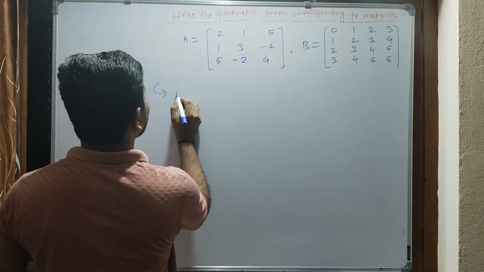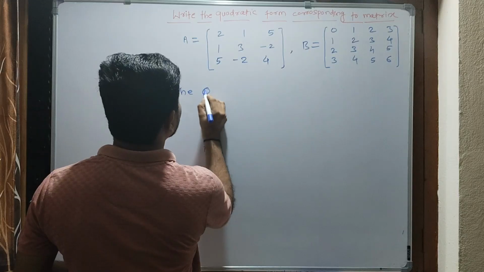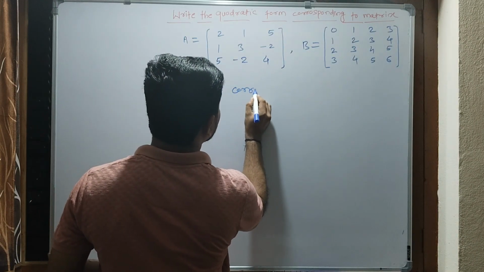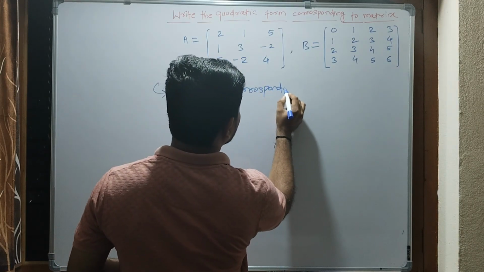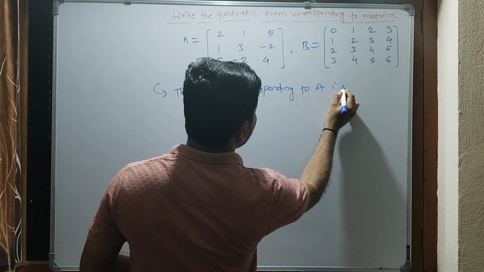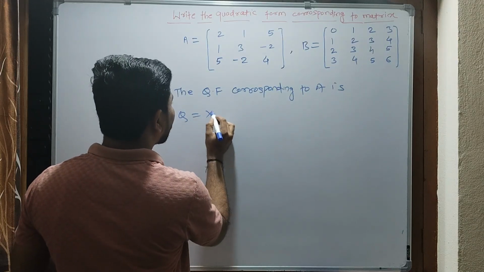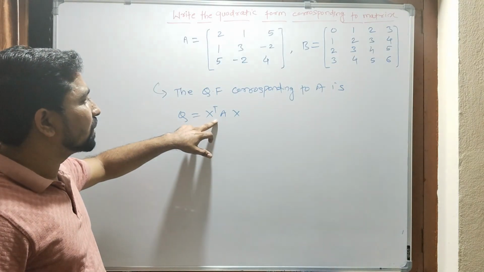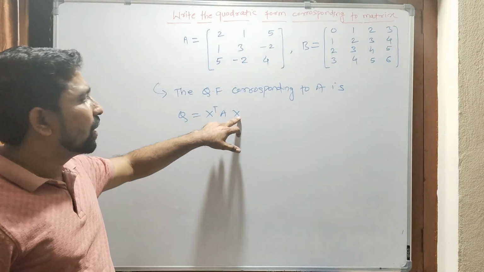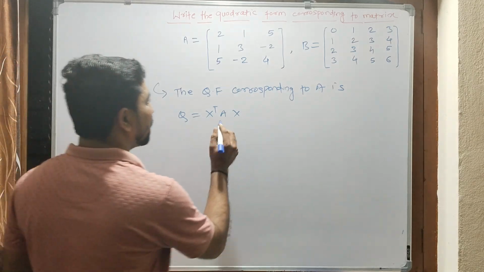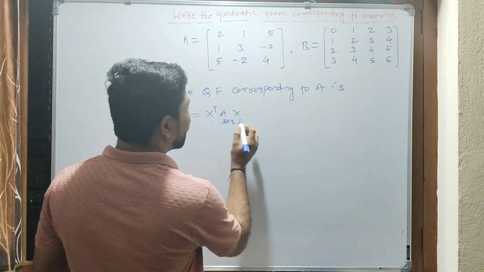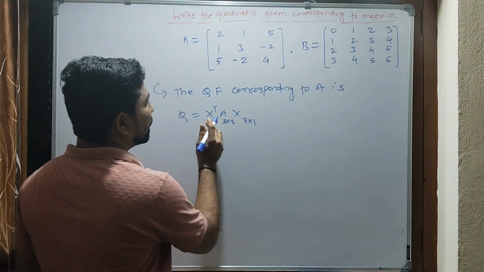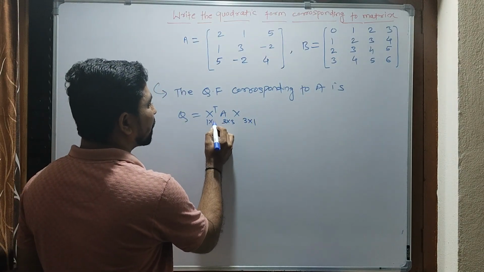The quadratic form corresponding to A is Q equal to x transpose A x. Here A is a matrix of order 3 cross 3. Here x is a column vector of order 3 rows and 1 column. So x transpose is a row vector of order 1 cross 3.